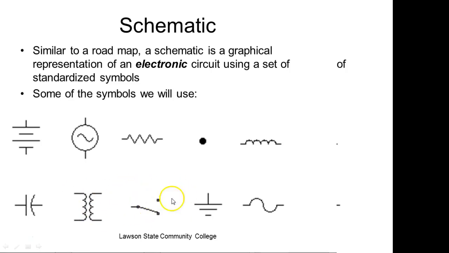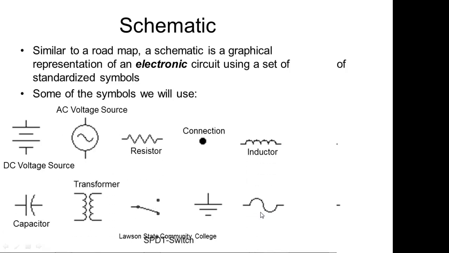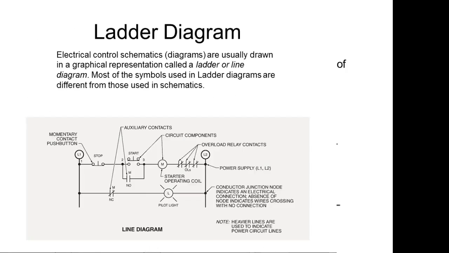Single pole double throw switch. Ground. Fuse. These are some of the symbols we're going to get into in motor controls. I was going to kind of hook this basic circuit up, but I ran out of time.